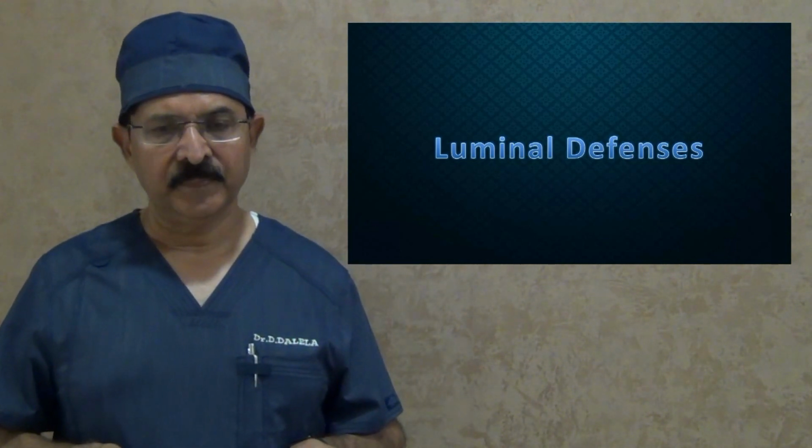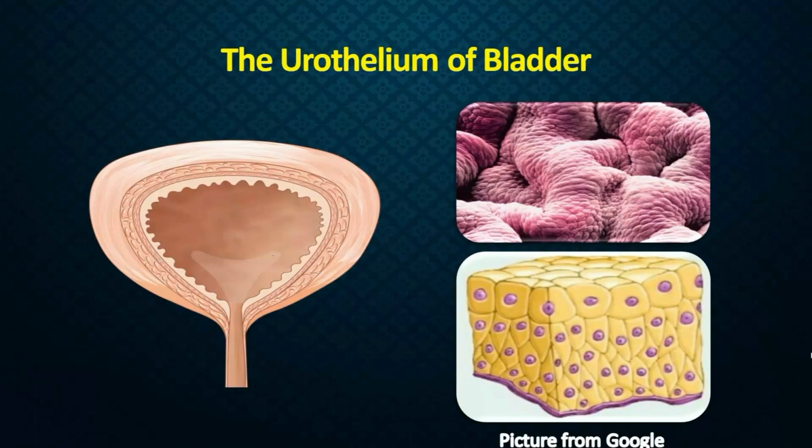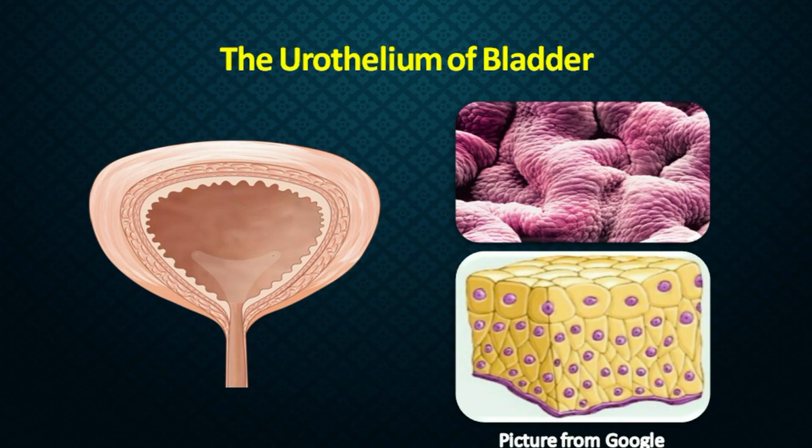Moving to the luminal defenses, that means the ones that operate within the mucosa of the urinary bladder. If you see the structure of the mucosa of the human urinary bladder, the mucosa is thrown into many folds. In a resting state it is folded, and as the bladder fills up, these folds open up. You can see that's a scanning picture, and the picture on the bottom is a histological picture. And God has made the human urothelium a multi-layered structure. The most interesting structure is the top layer of the urothelium.